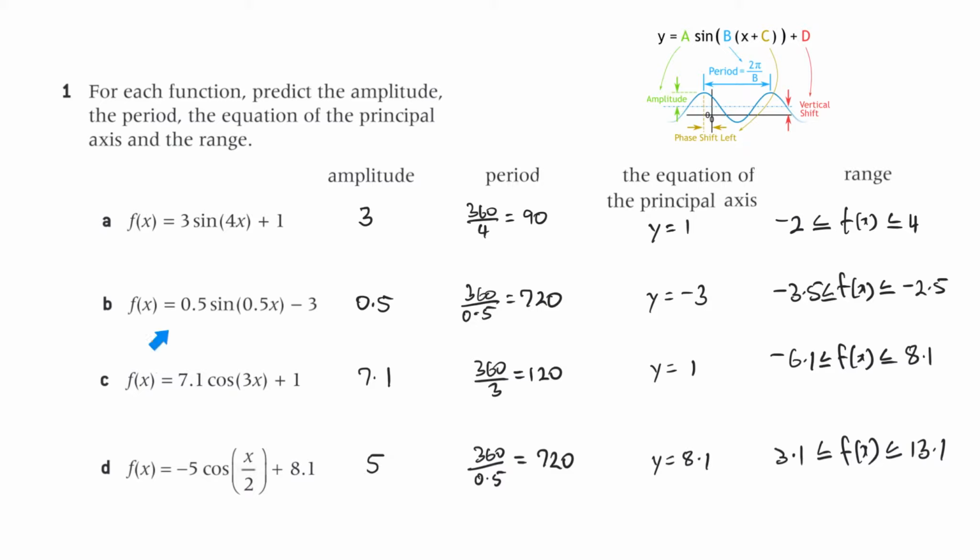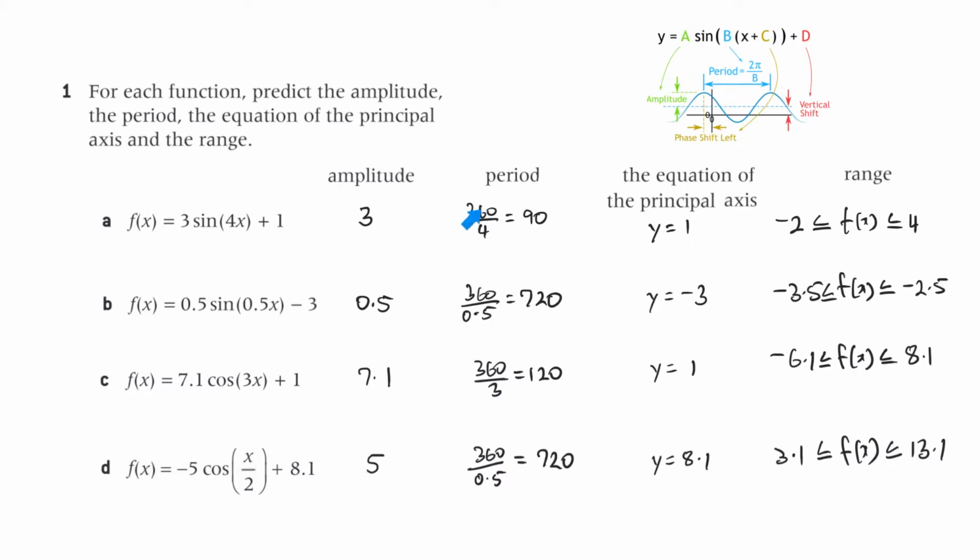Question 1: for each function, predict the amplitude, the period, the equation of the principal axis, and the range. I've listed them out here, A, B, C, and D. Amplitude is the distance from the middle, up and below. So the first one, A, is 3. A is 0.5, A is 7.1, and absolute A here is 5: 5 up and 5 down from the center line.